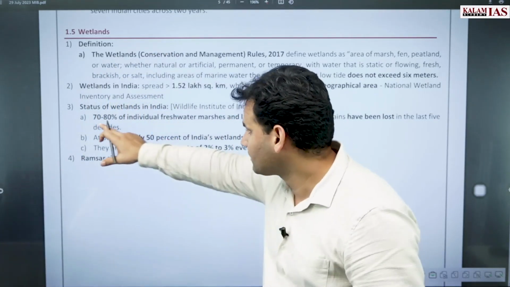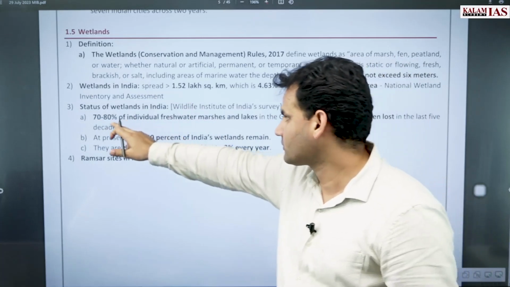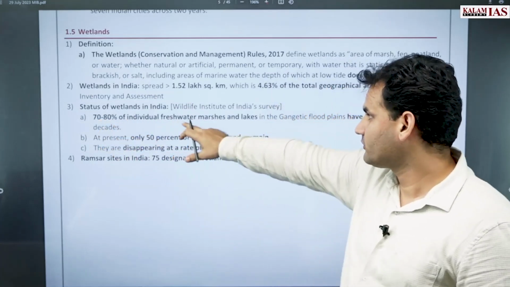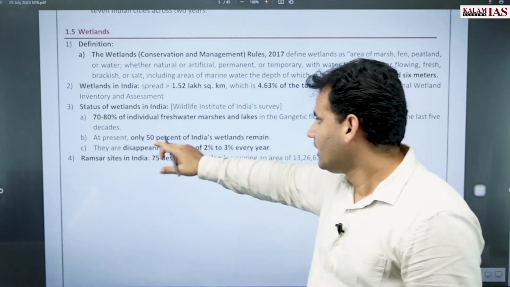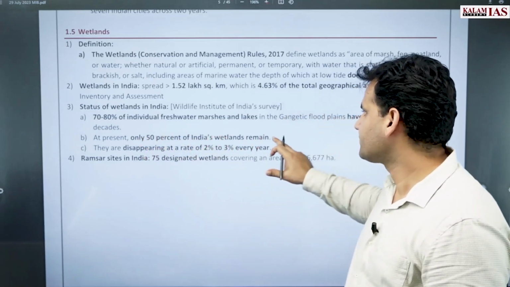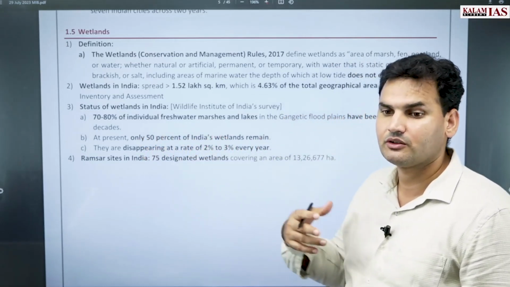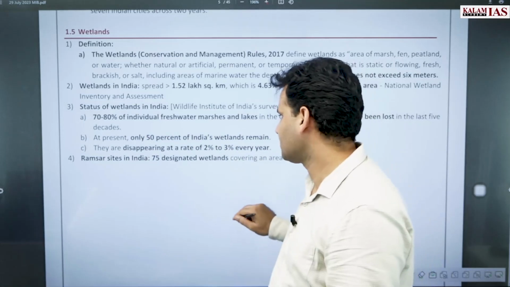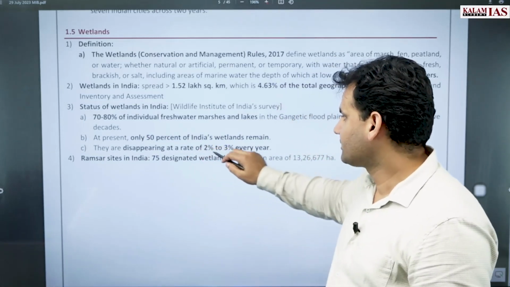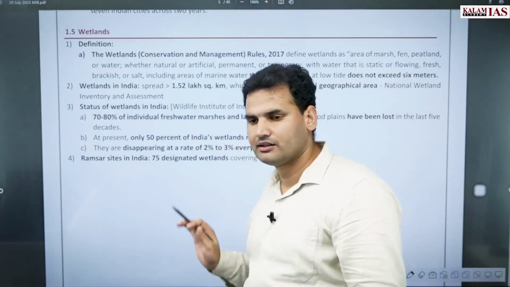So this data you can remember. In the last 50 years, we have lost 70 to 80% of the individual freshwater marshes. At present, 50% of India's wetlands remain. That is, we have lost 50% of them. And they are disappearing at the rate of 2 to 3% every year.